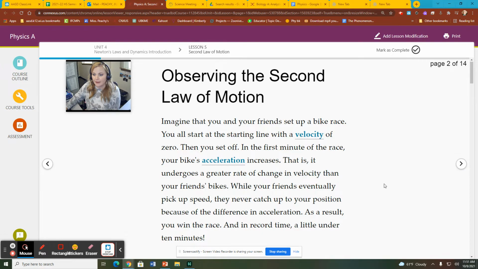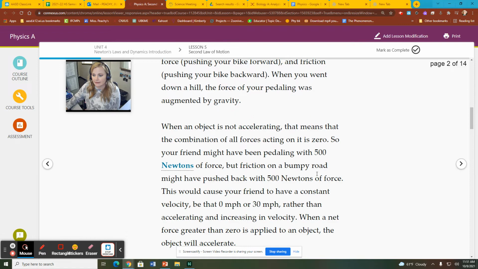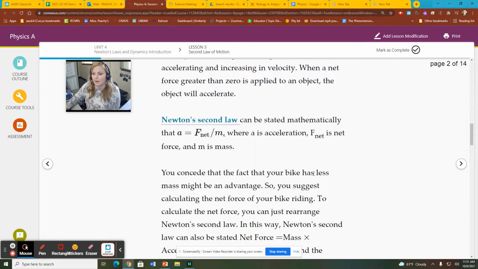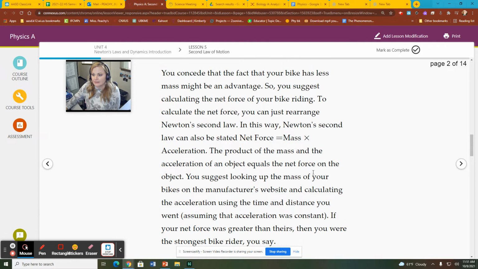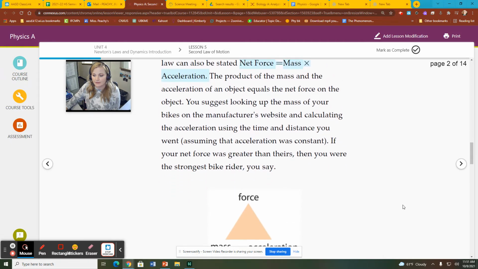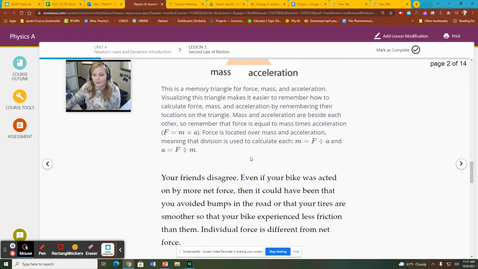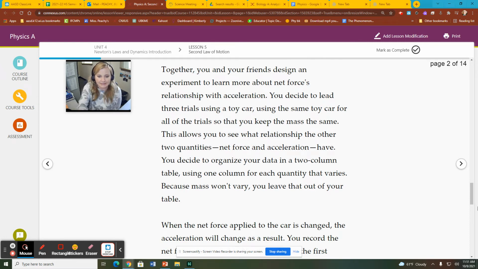What I want you to know about Newton's second law is the equation that force is equal to mass times acceleration. Net force equals mass times acceleration, right? And there are three sides of a triangle. I'm going to go ahead and write this because I think it's a little easier sometimes to write it. So force equals mass times acceleration.